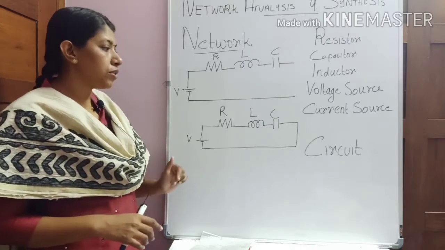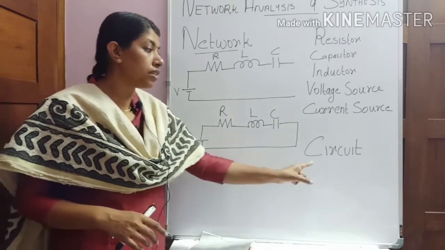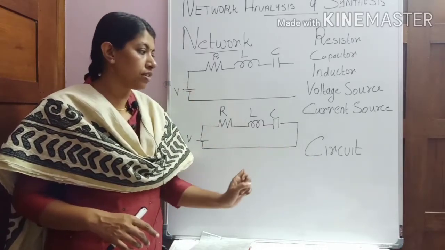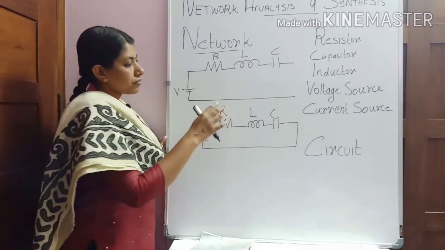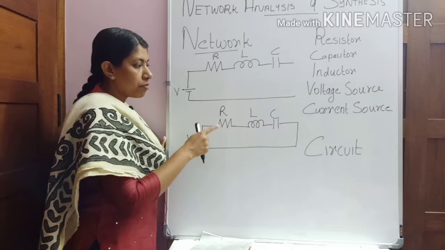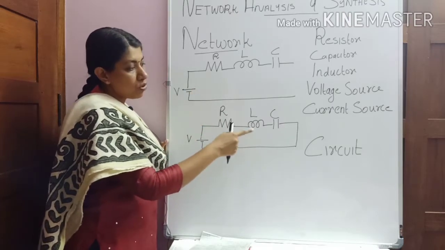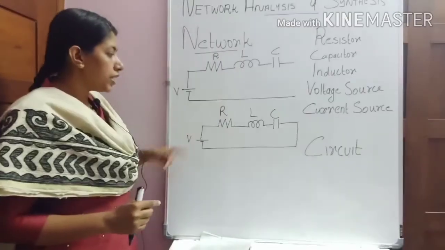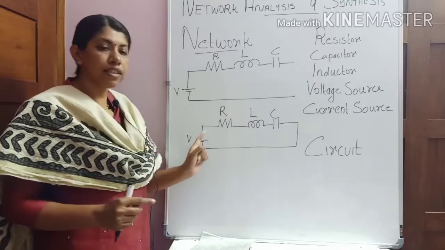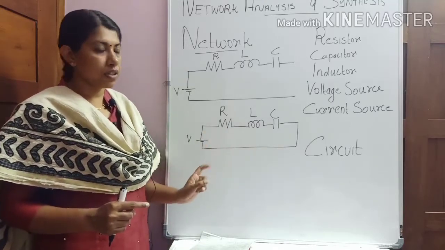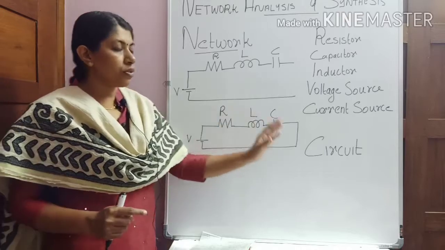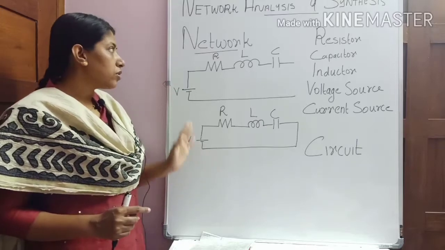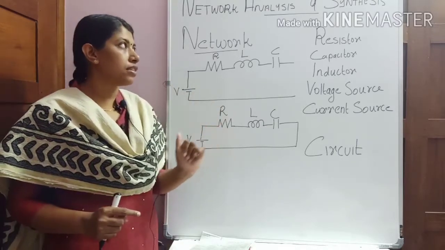Now while studying network theory we come across another term also, circuit. There is a minute difference between the network and circuit. A circuit is also a kind of network, but for a network to be called a circuit, it should have at least one closed path inside it. If there is at least one closed path, then such networks are also called circuits. So we can say that every circuit is a network, but every network cannot be called a circuit. That is the basic difference between network and circuit.